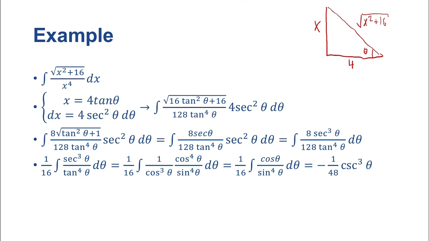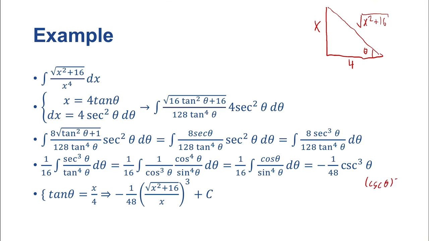So that gives us really sine to the negative 3, but we can rewrite this as the cosecant cubed of theta. So we get negative 1 over 48 cosecant cubed of theta. Okay, so now all that's left is to find our triangle sides. So we need to find the cosecant cubed of theta, and we can really write this as the cosecant of theta, cubed. But once we do that, it's pretty easy.